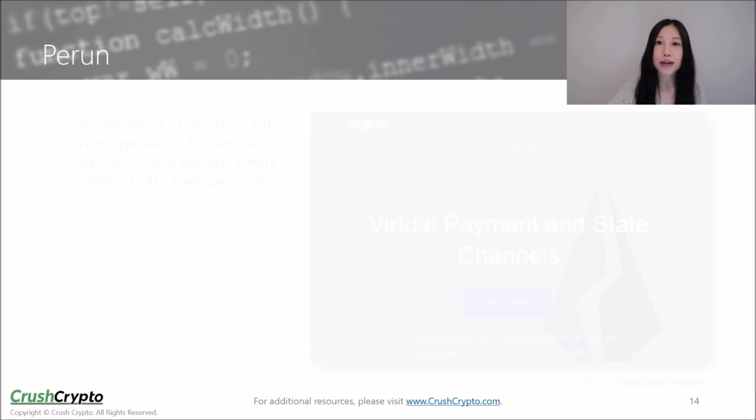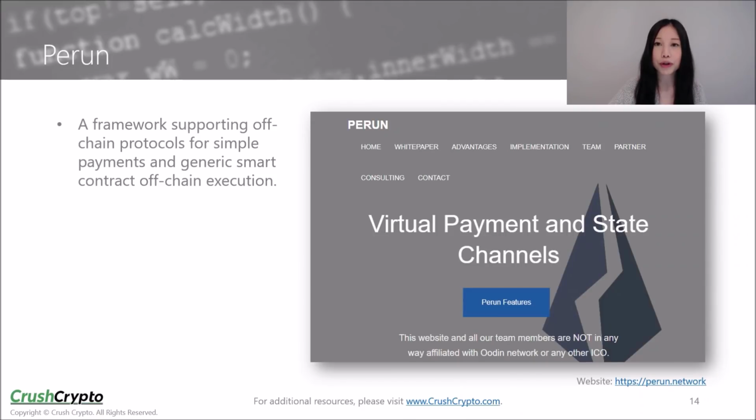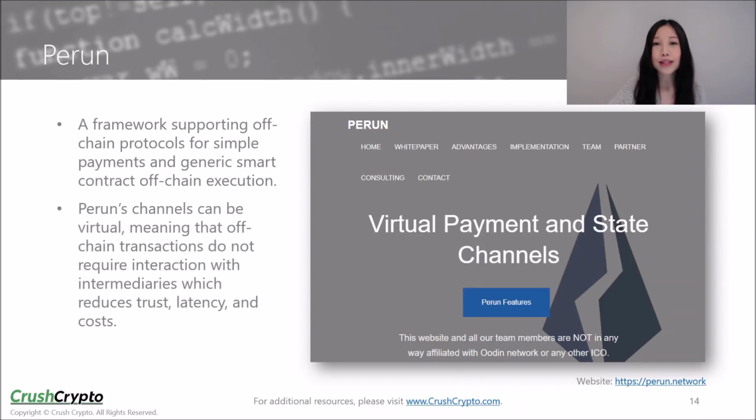Another project, the Perun Network, is a framework supporting off-chain protocols for simple payments and generic smart contract off-chain execution. The network's channels can be virtual. This means that off-chain transactions do not require interaction with intermediaries, which reduces trust, latency, and cost.